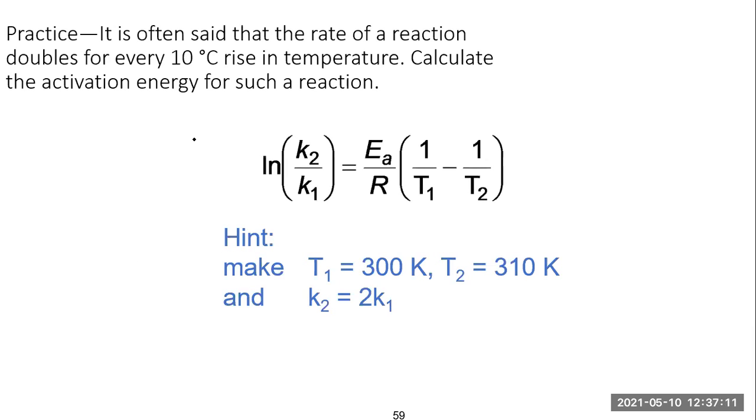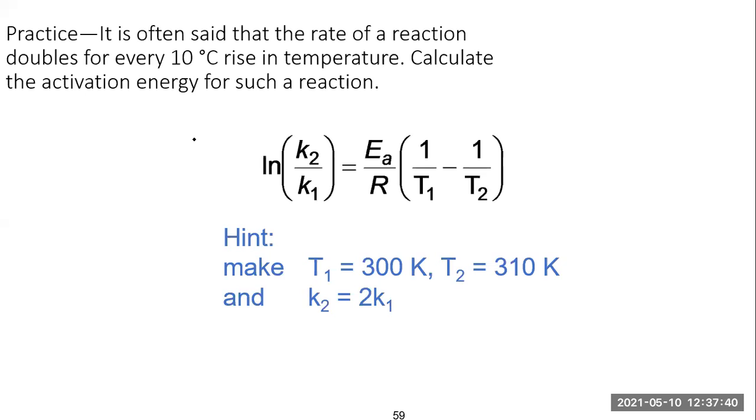So let's take a look here. In this one, as we were talking about before, the idea is that if you raise the temperature about 10 degrees Celsius, you typically see the rate double. Again, remember the rate constant is like the rate of the reaction. A larger number is going faster. Obviously, a smaller number is going a little bit slower in terms of the rate.